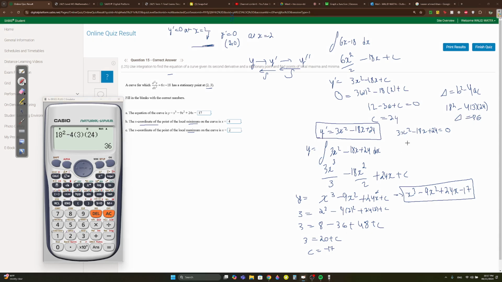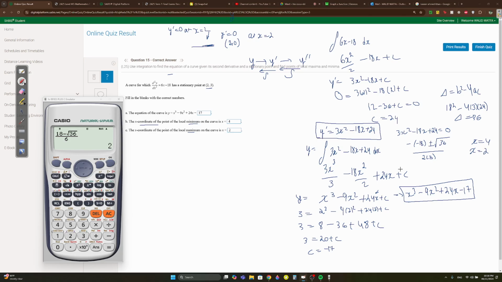So let's do the quadratic formula. Minus b, so minus minus 18, plus minus radical delta, over 2a, so 2 times 3. Let's just put this on the calculator. 18 plus root 36 over 2 times 3 is 6. So you're going to get x equals 4. And the other one, when I change it to minus, it should be 2, right? Yeah, 2. So we have x equals 4 and x equals 2.